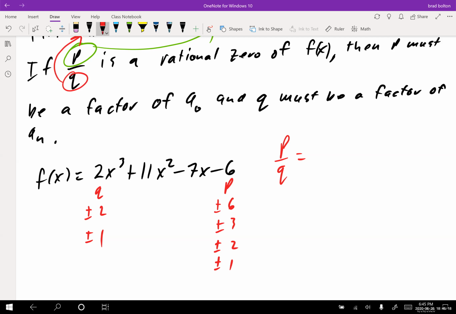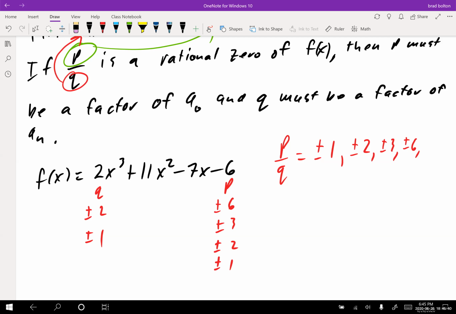I'm going to start at the bottom and work to the top. So this will be plus or minus 1 divided by plus or minus 1, but that, you guys know, is going to be plus or minus 1. Then the next one will be plus or minus 2 divided by plus or minus 1, so that's plus or minus 2. Then plus or minus 3 divided by plus or minus 1, and then plus or minus 6 divided by plus or minus 1.